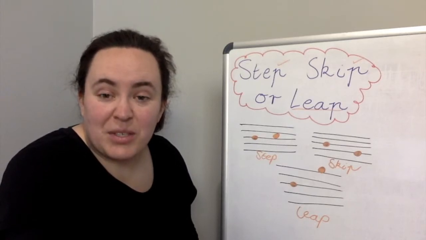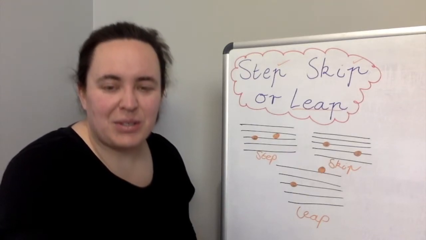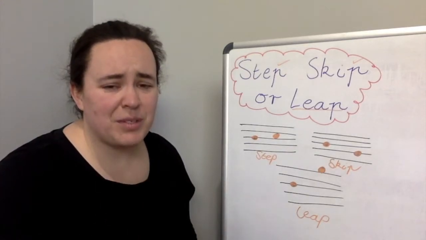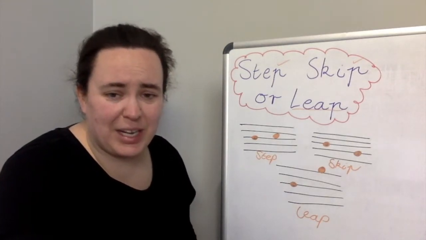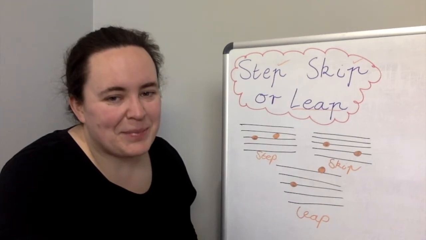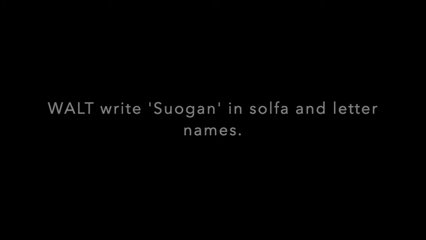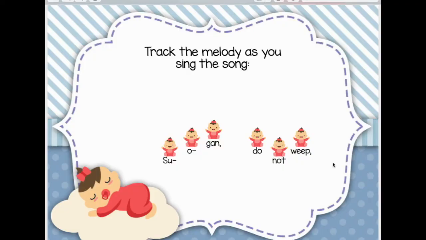Right now, we're going to do our what for today, which is we are learning to write a new song called Suogan, which we started yesterday. We are learning to write Suogan in letter names and solfa names. So we're taking a look at Suogan again today. We're going to revise it from the last lesson that we had. You need to track the melody as you sing Suogan with me, so you need to point to the pitches as you sing.